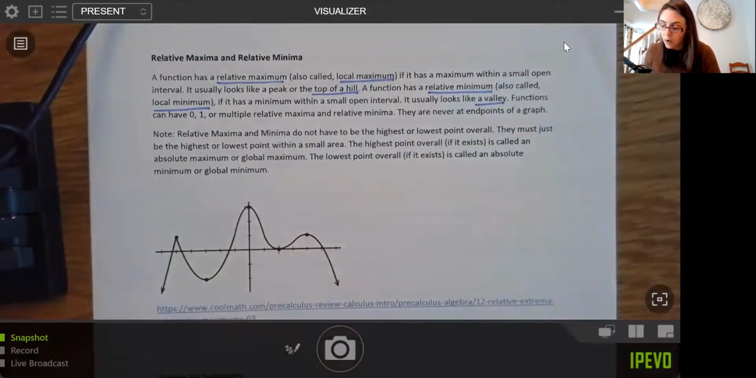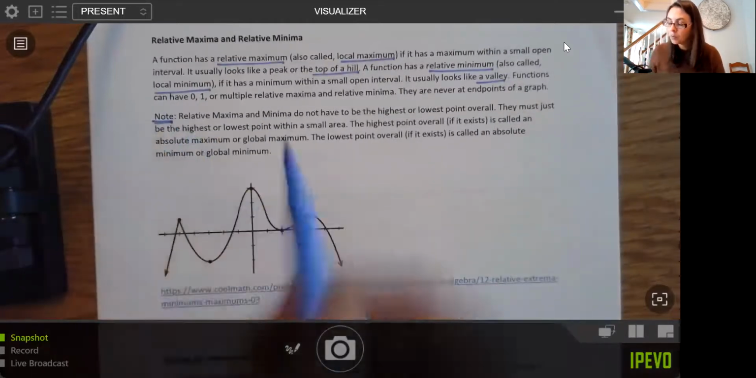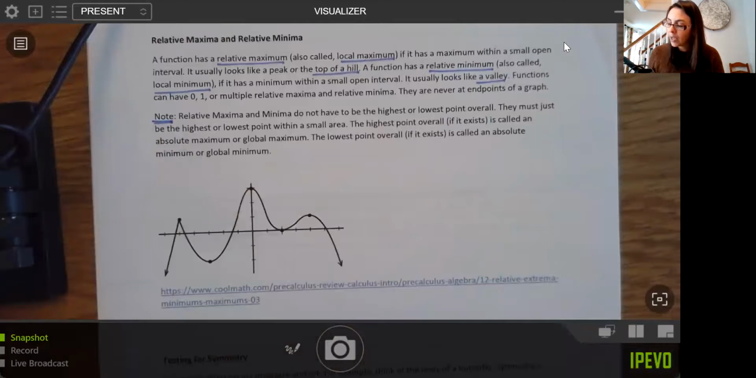Functions can have 0, 1, or multiple max and mins. However, they are never at the endpoints of a graph. So again, they're always within a small area. I do want to make a note here. Relative maxima and minima do not have to be the highest or lowest points overall. They just must be the highest or lowest points within a small area.